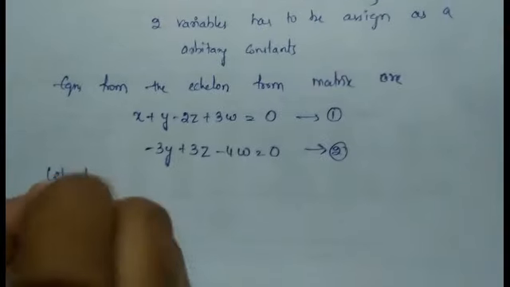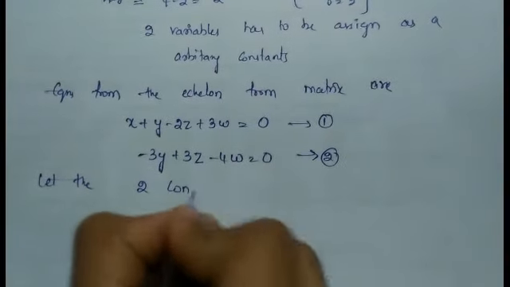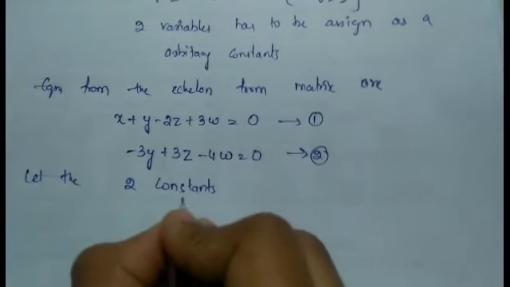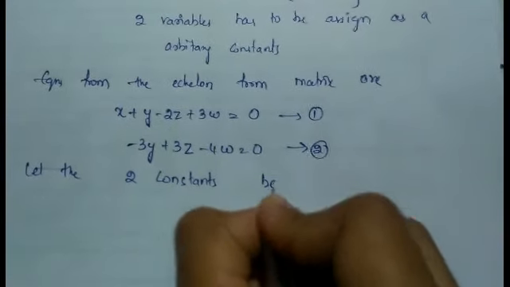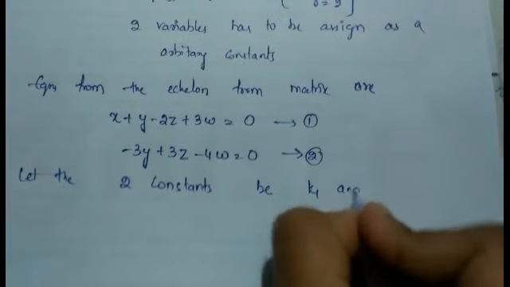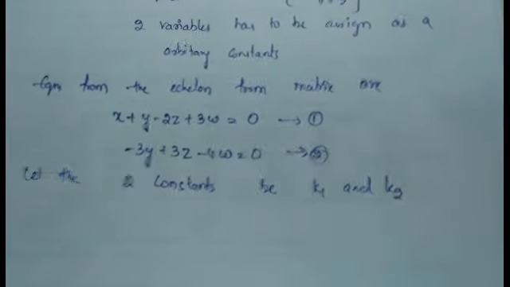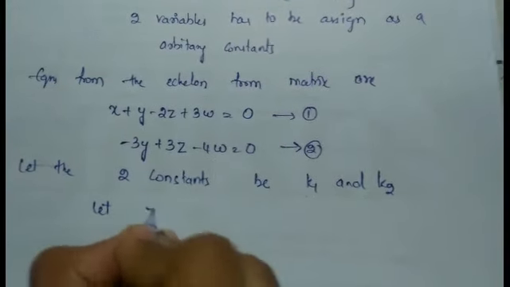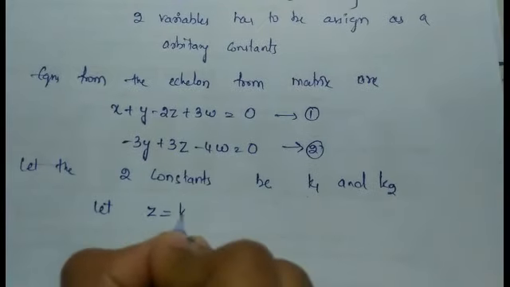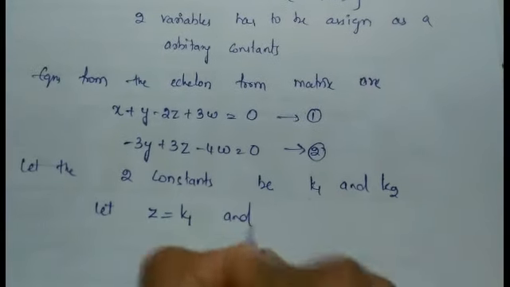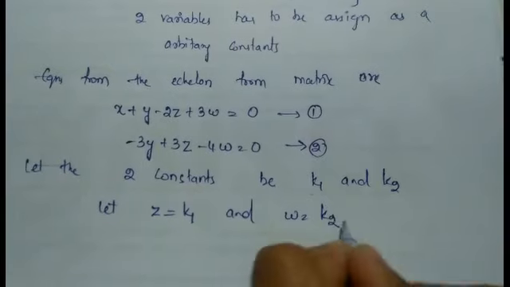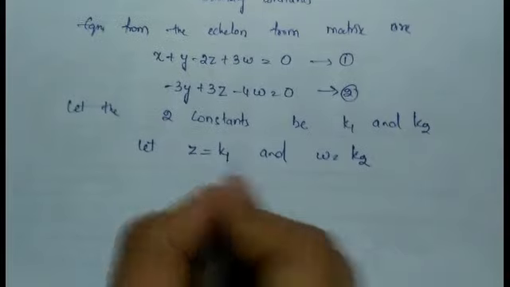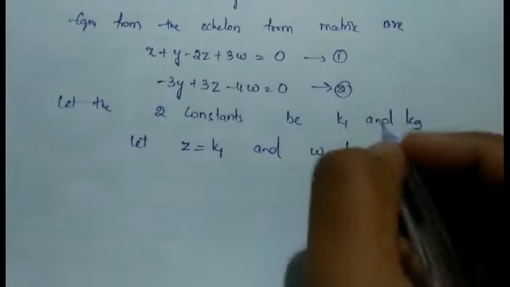Now we have assigned two variables, let those constants be k1 and k2. One is k1 and another one is k2. So I am taking the variables: let z is equal to k1 and w is equal to k2. Okay, now put the values of z and w in equation 2.